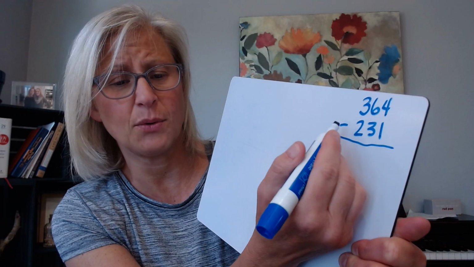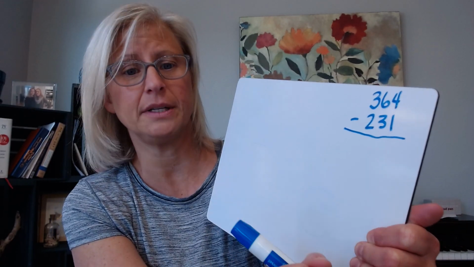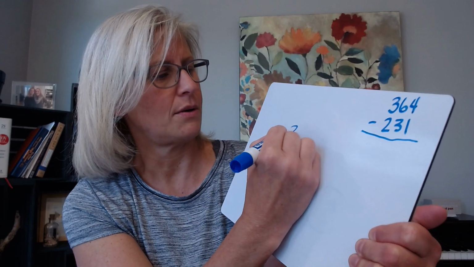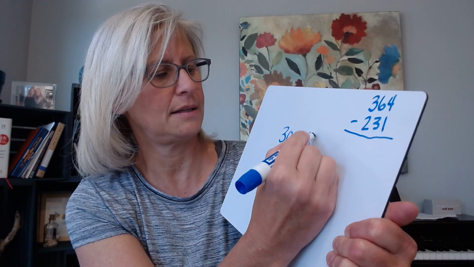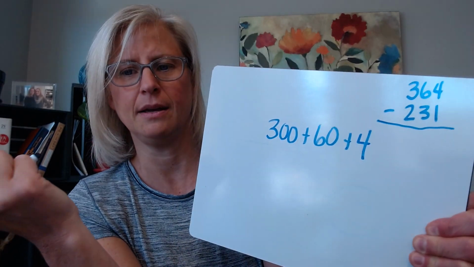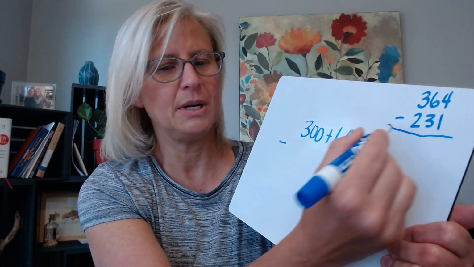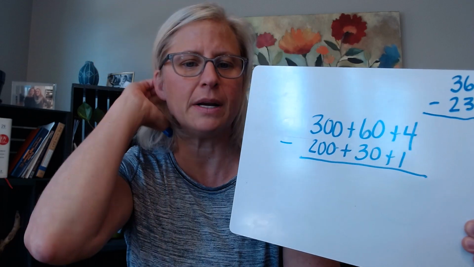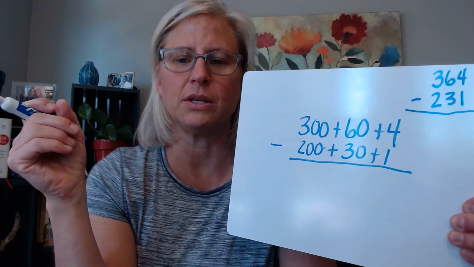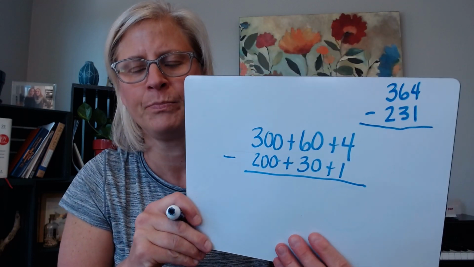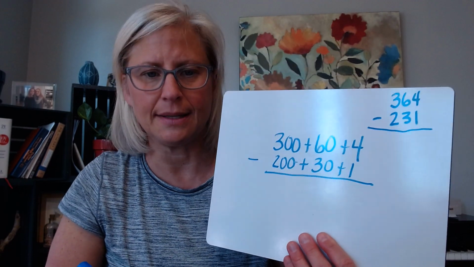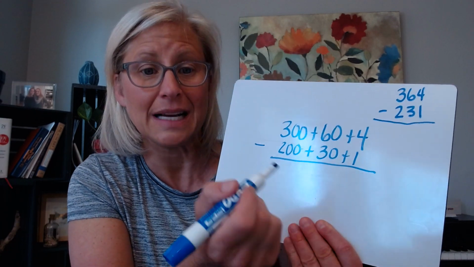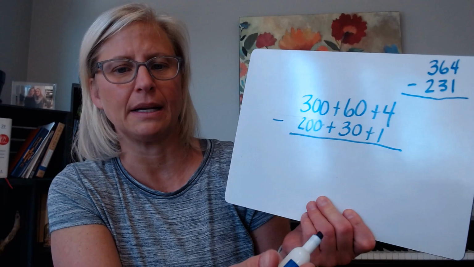All right, so 364. So 300 plus 60 plus 4 minus, now I'm in the expanded form of 231. 200 plus 30 plus 1. Okay, there we go. I've rewritten my problem, just numbers broken apart into their expanded forms. It's the same problem. Now I'm going to subtract the pieces. I will be given my answer in expanded form, and I just need to put it back together.